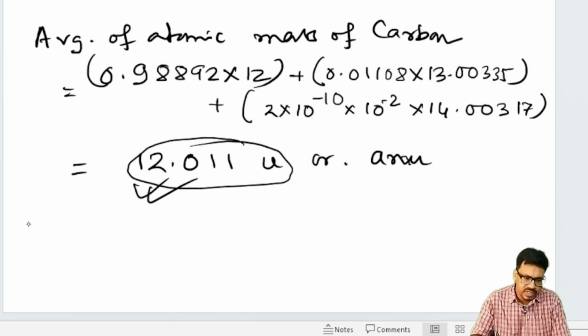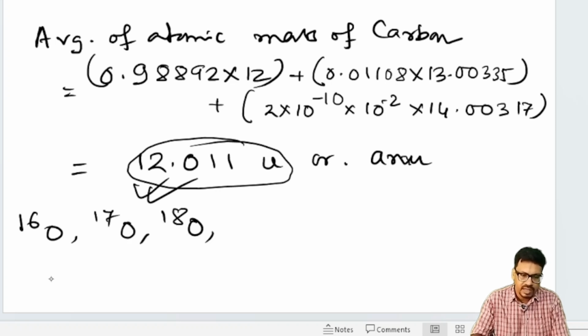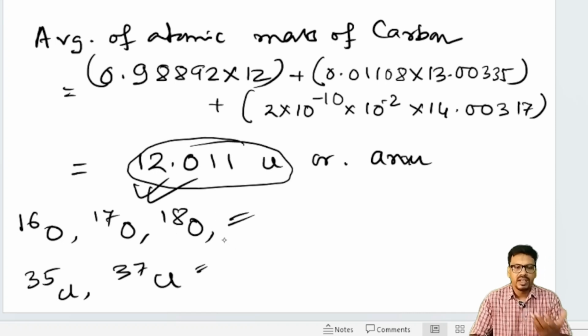Similarly, for oxygen, we know there is 16O, 17O and 18O. For chlorine, that means 35Cl, 37Cl. Okay, so we can calculate the average atomic mass of the different elements. Clear?